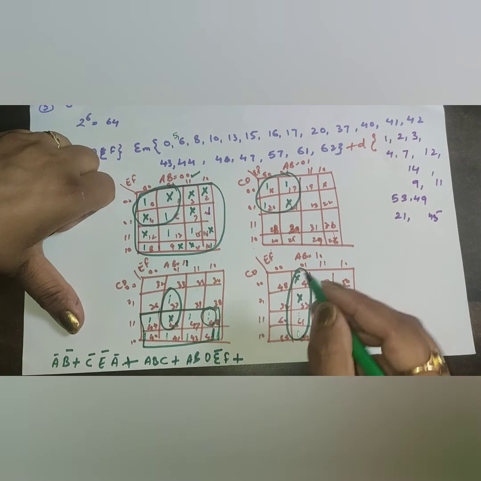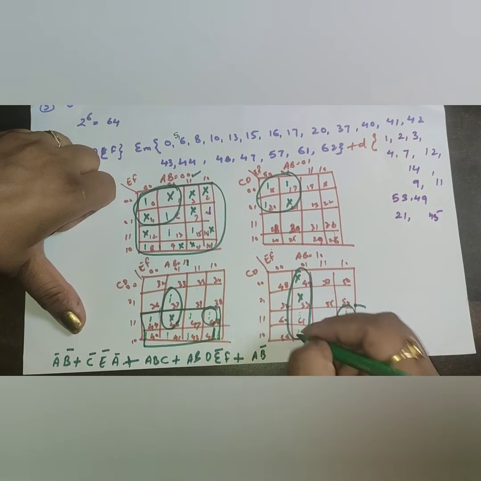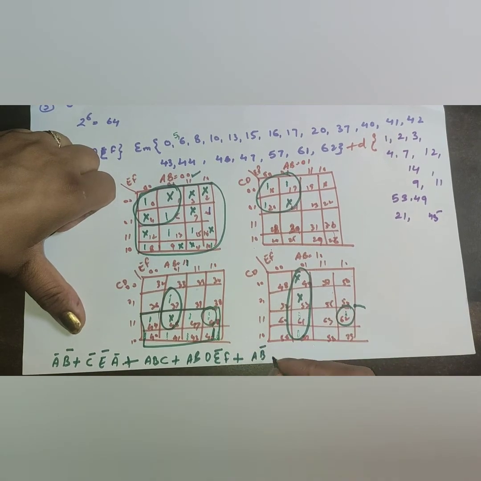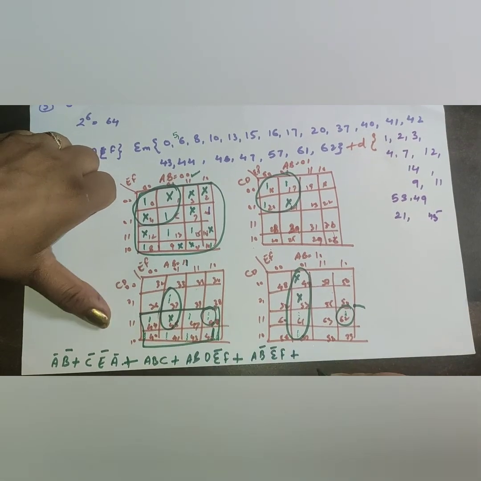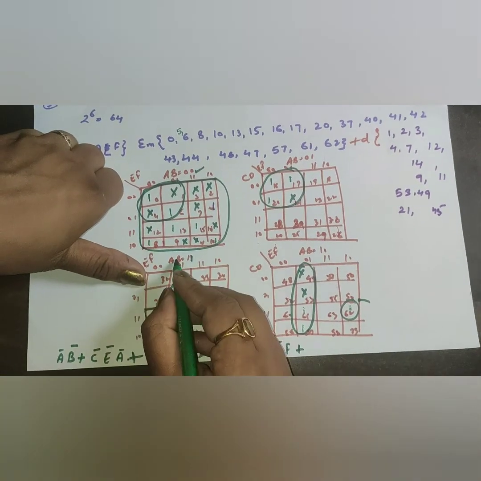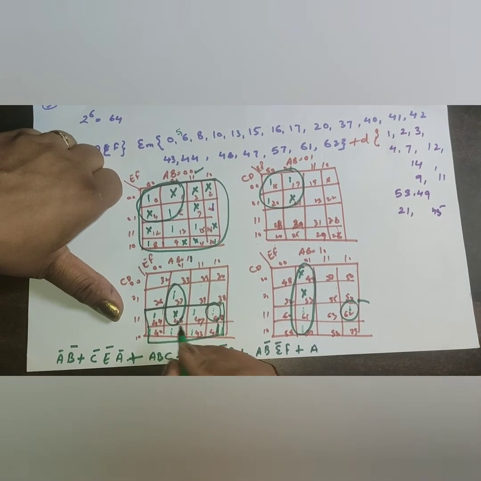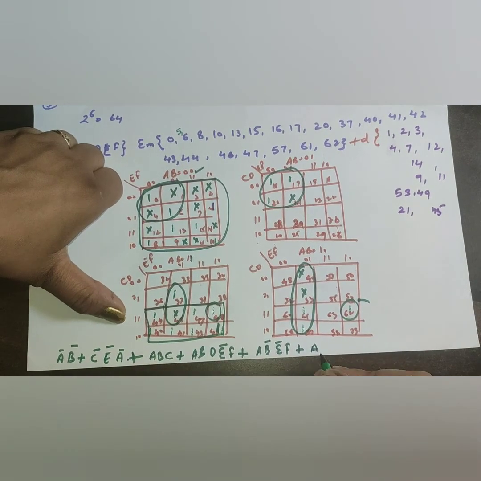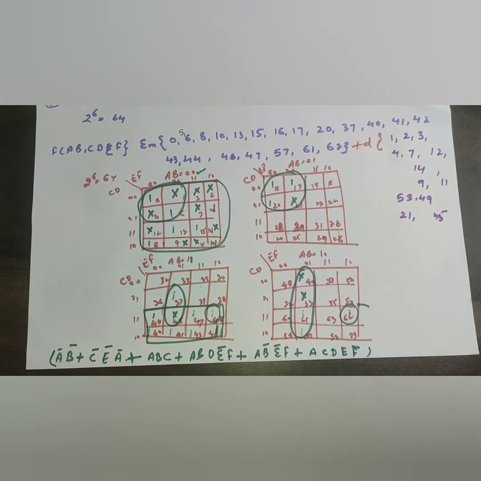Now from this will be A, B bar. From here to here CD is eliminated, and from here EF bar, plus from here to here you can check A, from 10 to 11 to 10, so A. Now here no elimination is there, C, D, and there E, F bar. So this is our final equation. This is a 16 variable, this is a 6 variable K-map.